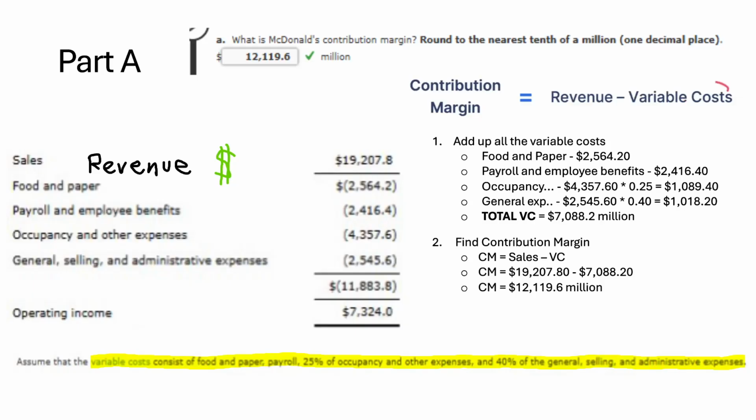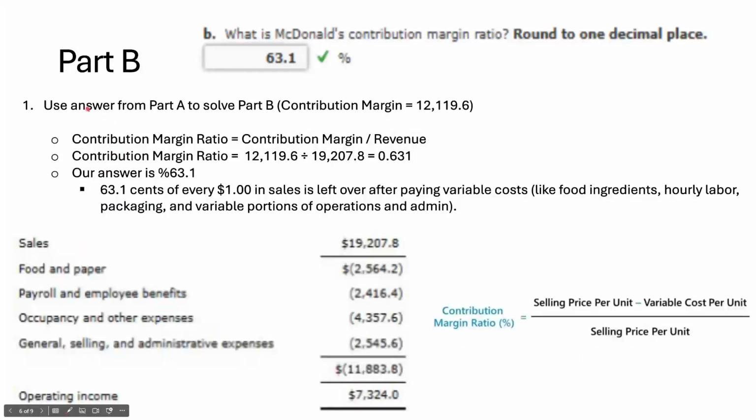And so now we know the variable cost. All you have to do is subtract it from sales. So we do sales minus variable cost, which is 19,207 million minus 7,088 million, and we're left with this number right here, around 12.1 thousand million dollars. And so part B, let's see, same thing.